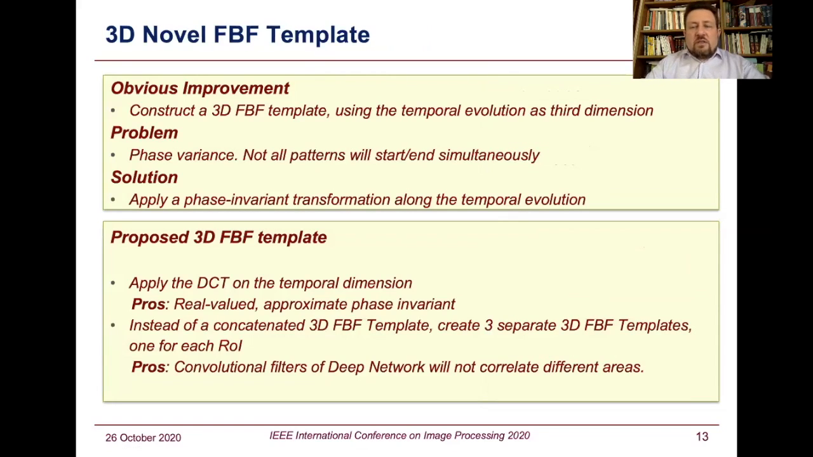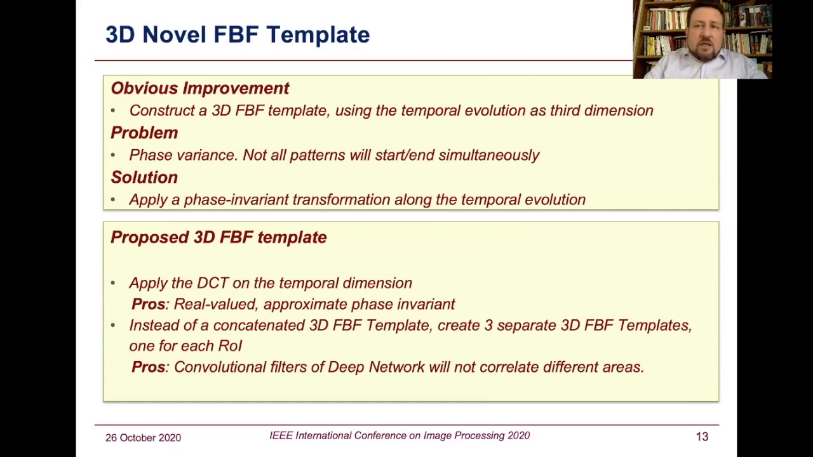So the obvious thing to do here was to create a temporal evolution, to keep the evolution as the third dimension instead of averaging it. The problem here is that we will have a phase variance because we don't know where the phenomenon starts and stops in a subject or across different subjects. So we needed something that was going to be phase invariant, and thus we used a phase invariant transformation along the temporal evolution. That was the solution that we proposed.